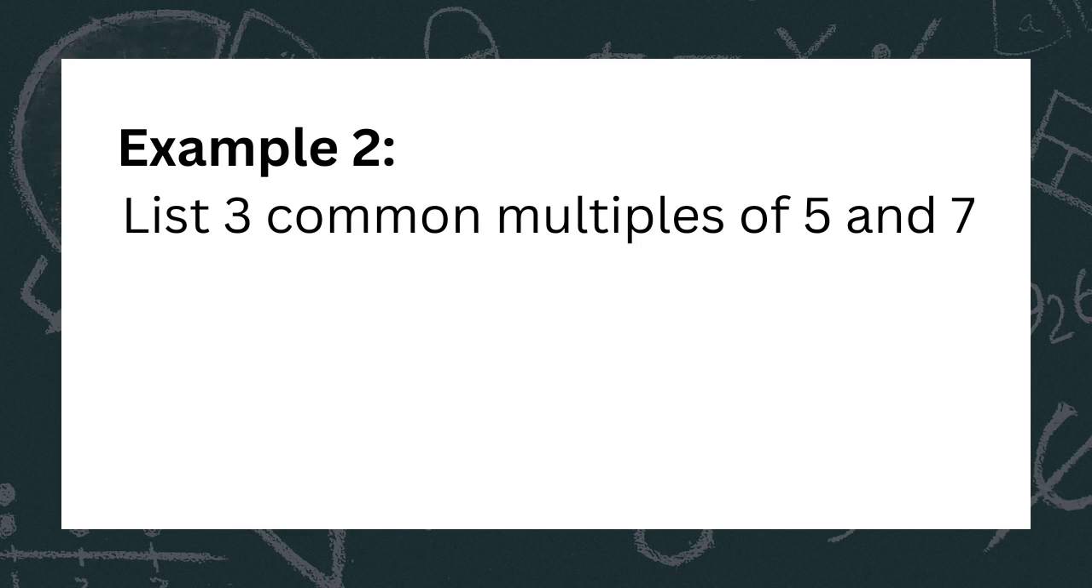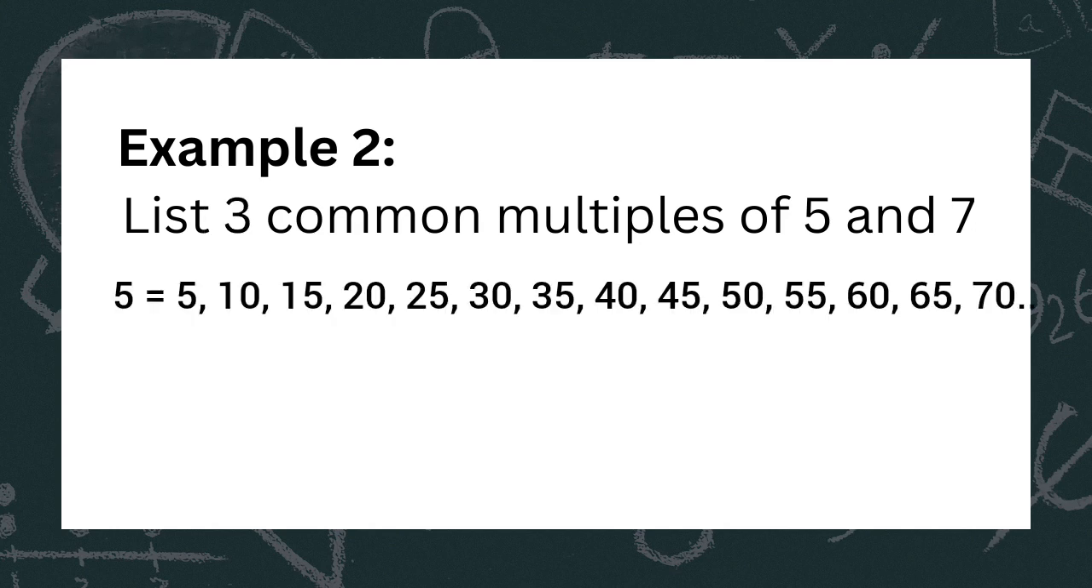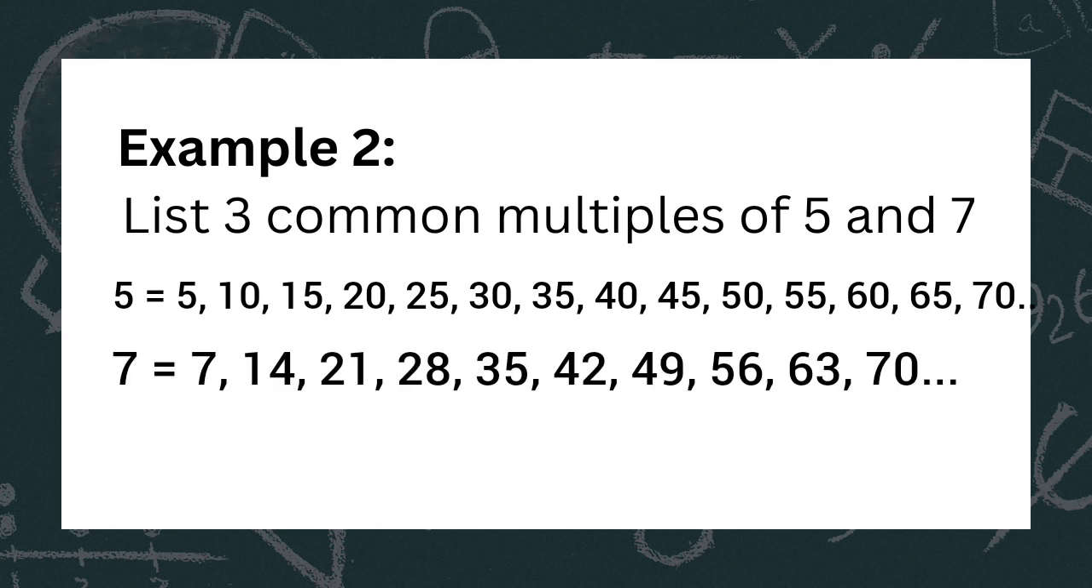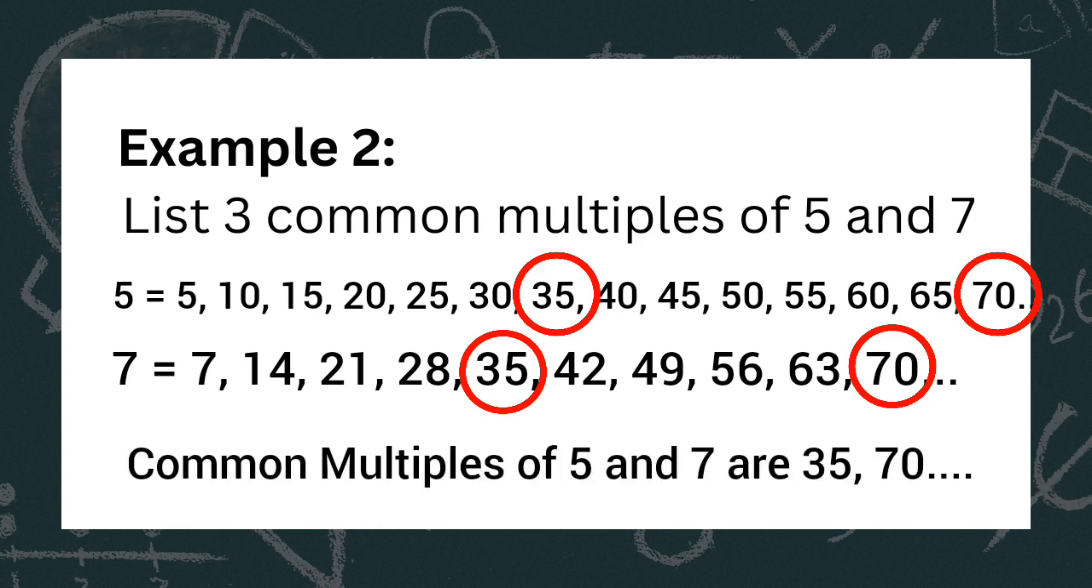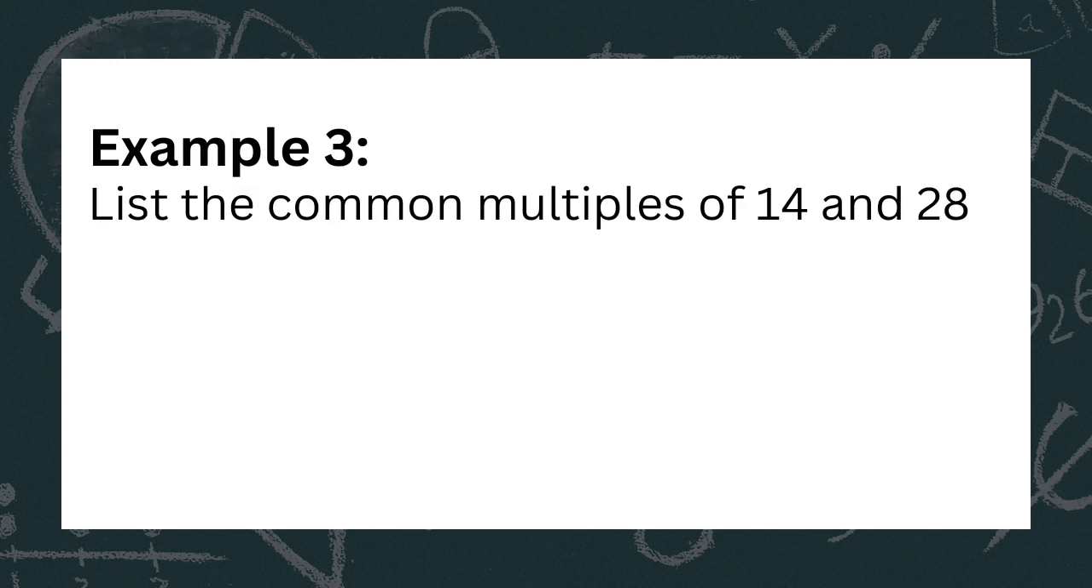Alright, example 2. List 3 common multiples of 5 and 7. Just like the first example, we will list the multiples of 5 and the multiples of 7 and look for the common multiples. From the list here, we can see that the common multiples are 35, 70. 35 and 70. Remember, the more multiples that are listed for both numbers, the more common multiples that we can have.